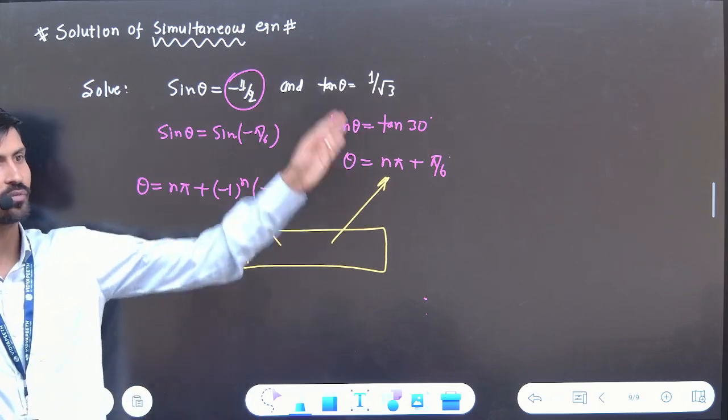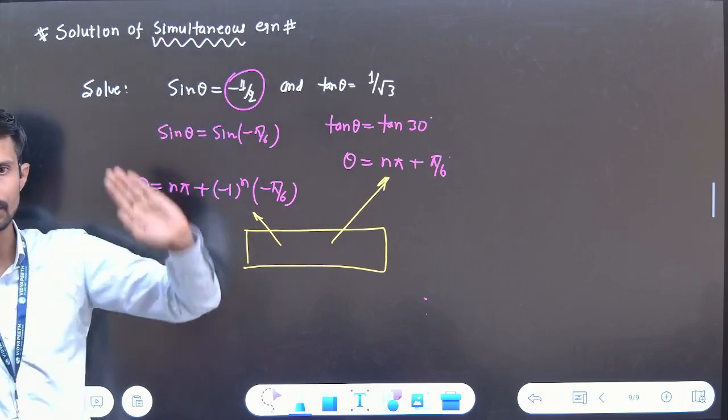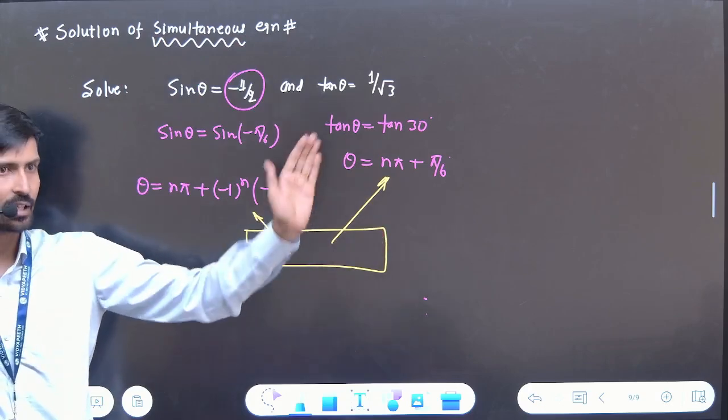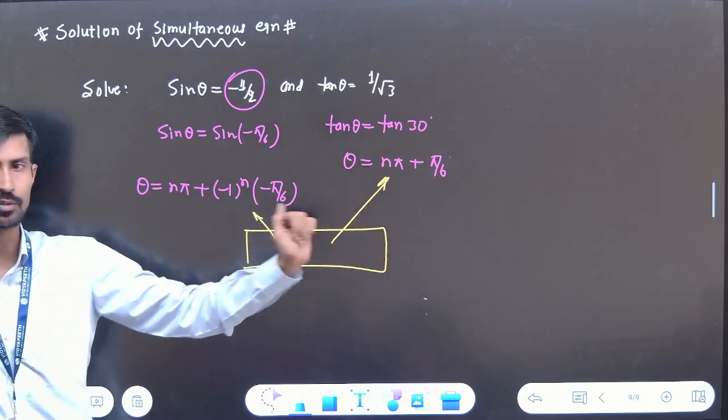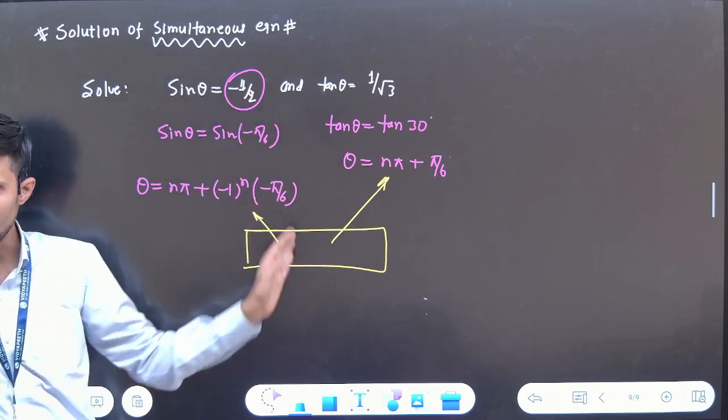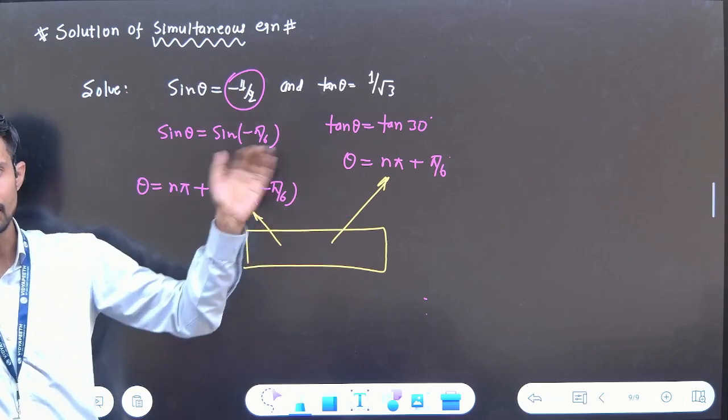This you learned at the very start, when I was teaching you sin theta is equal to sin 30. What will be theta? n pi plus minus 1 raised to n into 30 degrees. This is the starting. This is not type 1 or type 2. This is the starting of this chapter.